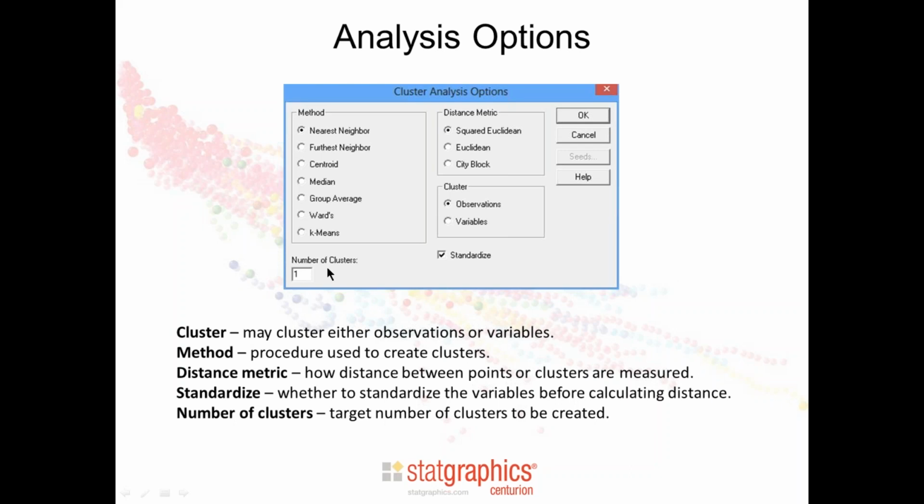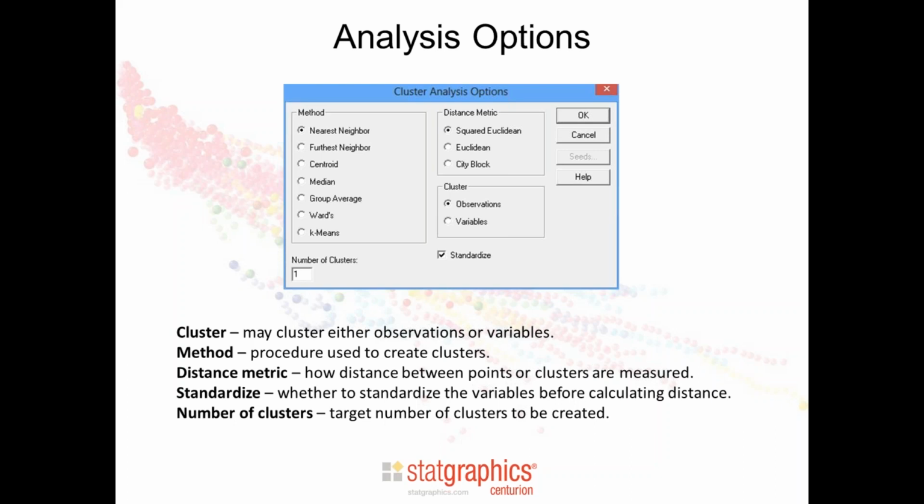We also can tell it how many clusters we would like to end up with. In many cases, we'll have it go all the way down to a single cluster and then look at when different countries were grouped together, or we can tell it to stop when we get 3 clusters or something like that. Okay. There's also an option here, a checkbox labeled standardize.